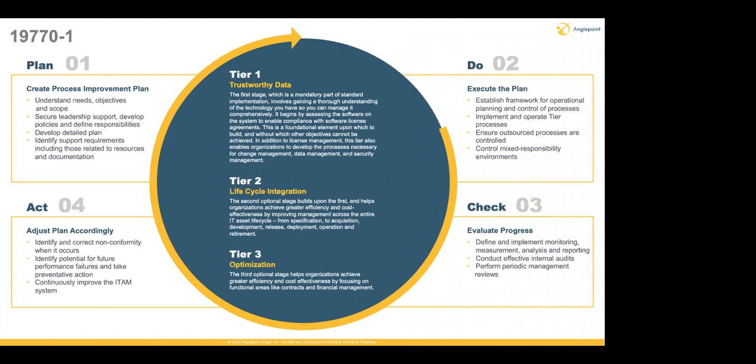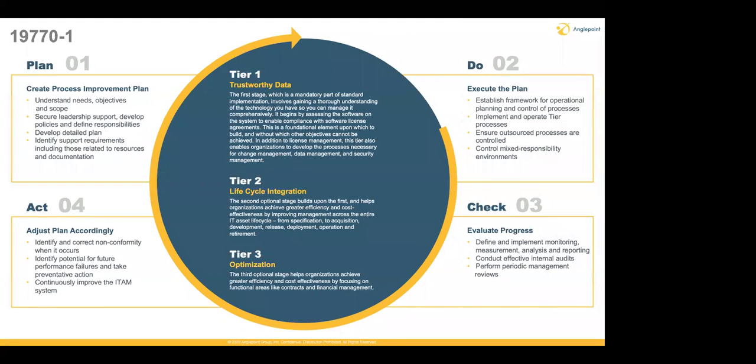The do phase corresponds to section 8 in the standard, and here you essentially implement the plan that you developed in the first phase. The check phase corresponds to section 9 in the standard, and here you essentially perform monitoring and review of your ITAM program to see if it is performing as expected and follow up on exceptions. The act phase corresponds to section 10 in the standard, and here you remediate any nonconformity identified in the check phase, as well as perform other activities such as taking preventative action.